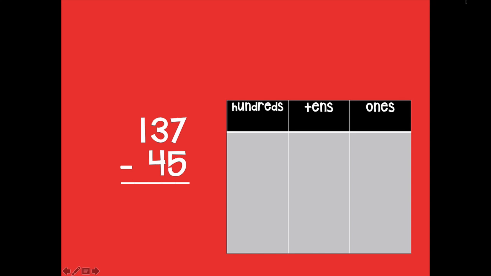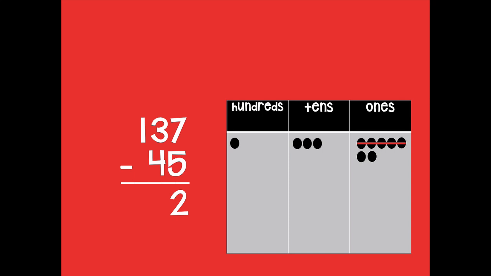All right, let's take a look at another problem. I have 137 minus 45. We know that we always model our largest number on our place value chart when we're subtracting. So we have 137. Now, I have to start in the ones place when I'm subtracting. So 7 minus 5. Oh, I can do that. So I don't have to do any decomposing or unbundling. I'm just going to subtract 5. So 7 minus 5, I'm left with 2.